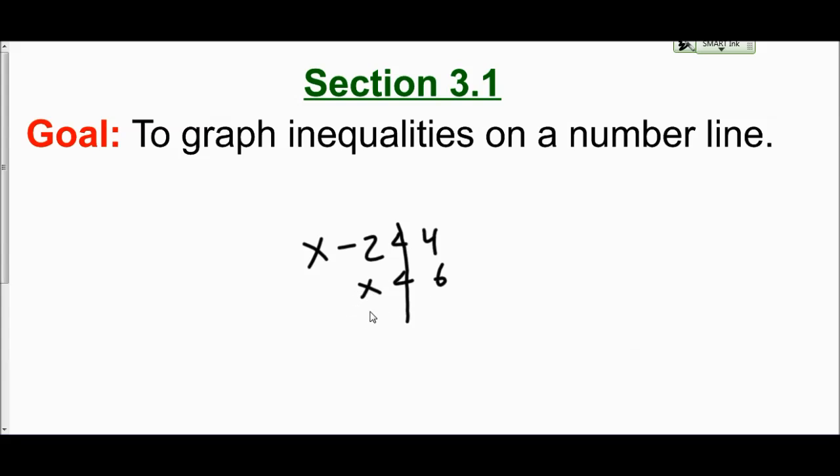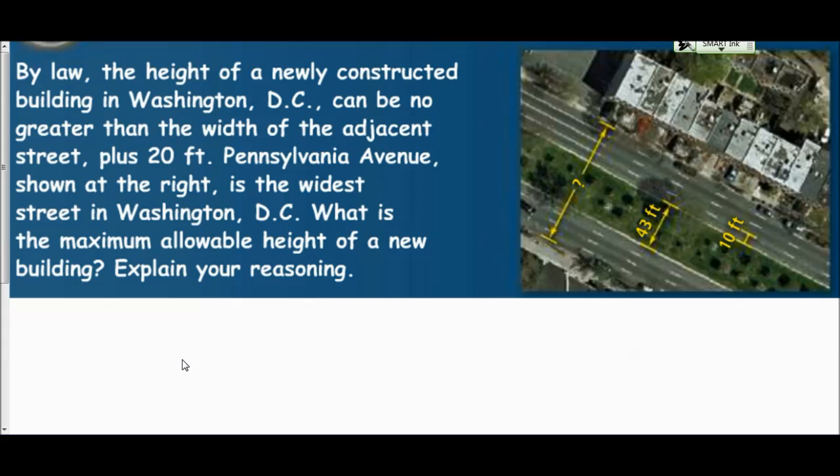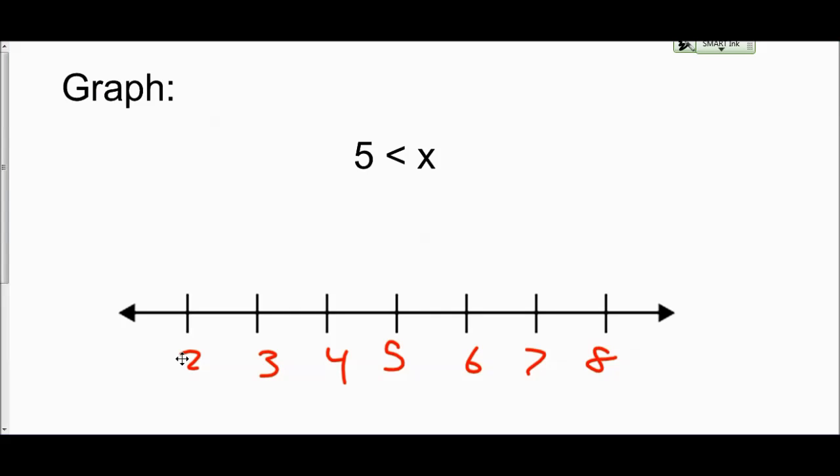And we can go on forever and ever picking numbers that we can plug in and get a solution that will work. And so how do we show that on a graph? That's what we're going to take a look at. So ignoring this problem, here's where we're going to start. We're going to look at 5 is less than x. And what I want to do is graph it on this number line to see where all of these solutions are located on the number line.